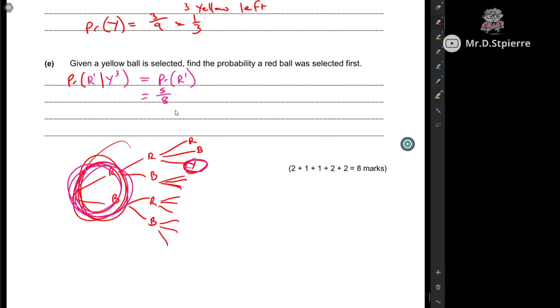So it seems really complex, and you could go and do all the tree diagrams and find all the combinations and add up all the combinations that have a red in the first go and a yellow in the third go, but it makes no impact. They're independent. Well, that's it.